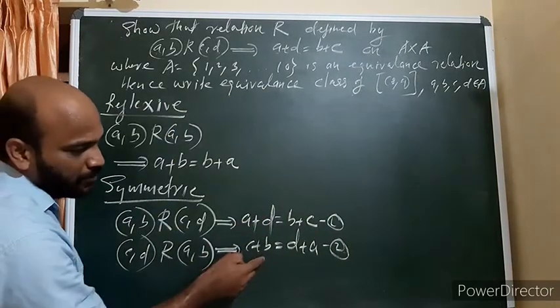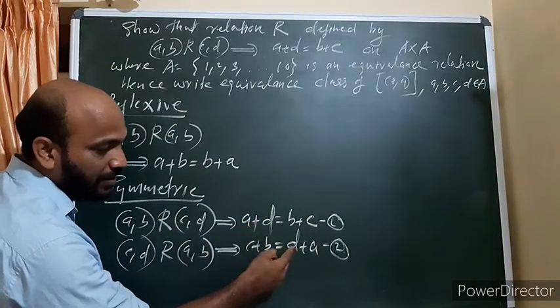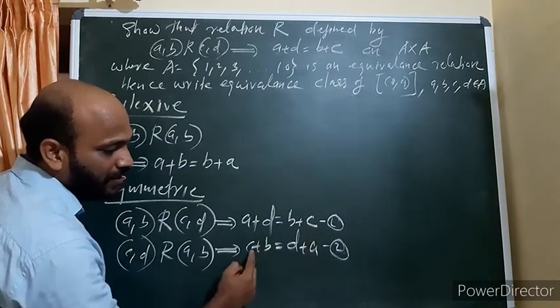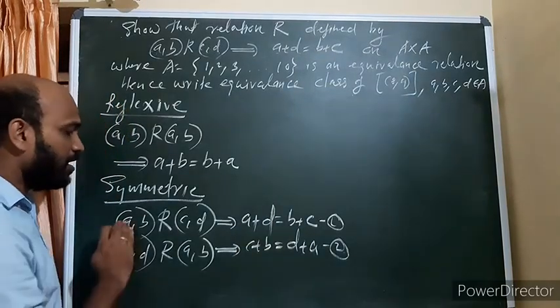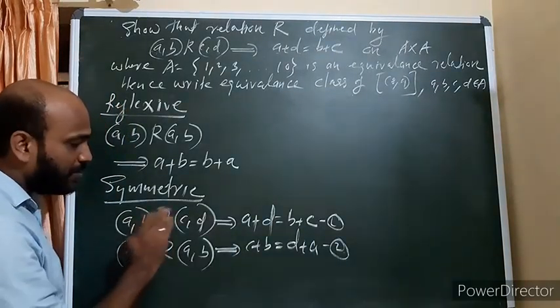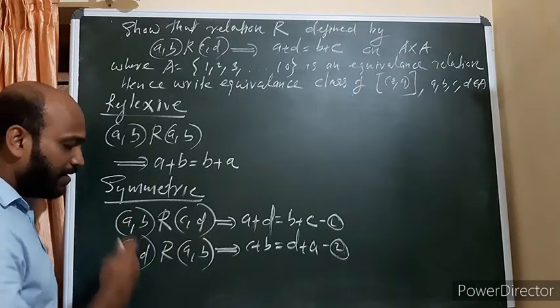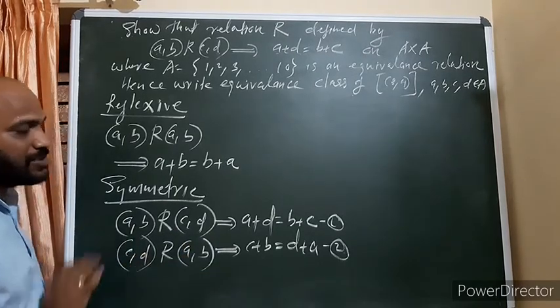Now consider 1 and 2. Both represent the same equation: a plus d equals b plus c, and c plus b equals d plus a. So 1 and 2 represent the same equation. That means these two are the same: if (a, b) is related to (c, d), then (c, d) is related to (a, b). So it is clearly symmetric.